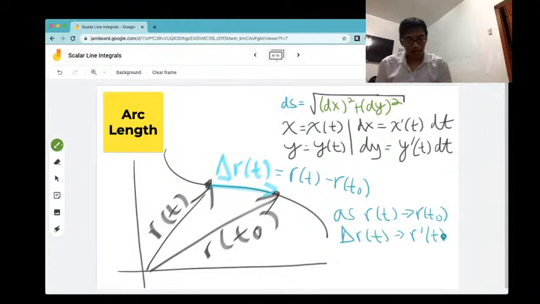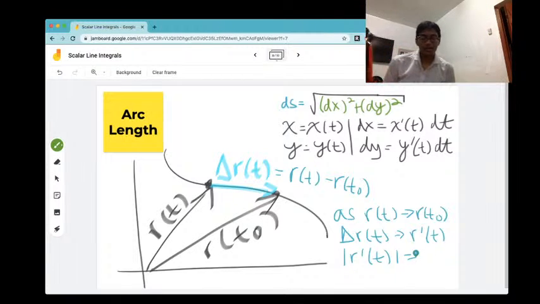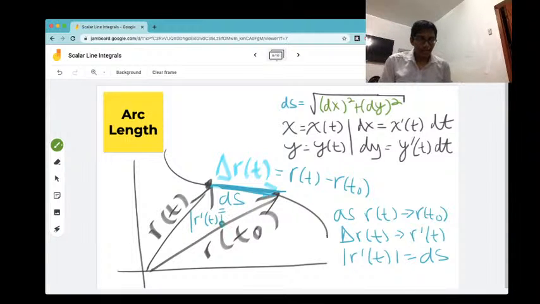So if we want to find the arc length over that infinitesimally small piece, all we have to do is take the magnitude of the derivative of our function as a parameter of t. And that's going to be our infinitesimally small arc length. Hopefully that makes sense. And this is ds, and we just learned that ds is equal to the magnitude of the derivative of our position vector as a parameter of time.